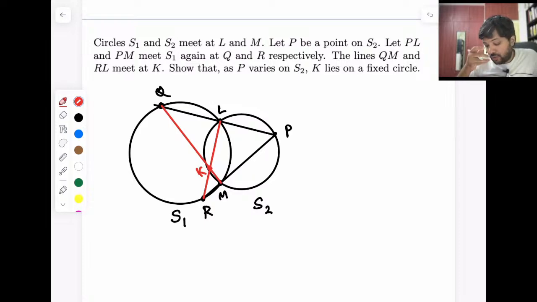I guess if you could show something like the angle LKM does not change, we are done, right? Angle LKM might just be a property of something. As P varies, maybe LPM. If LKM is a function of LPM, then we are done, because LPM is not changing, right? As P varies on the circle. Oh no, if P goes to the other side.